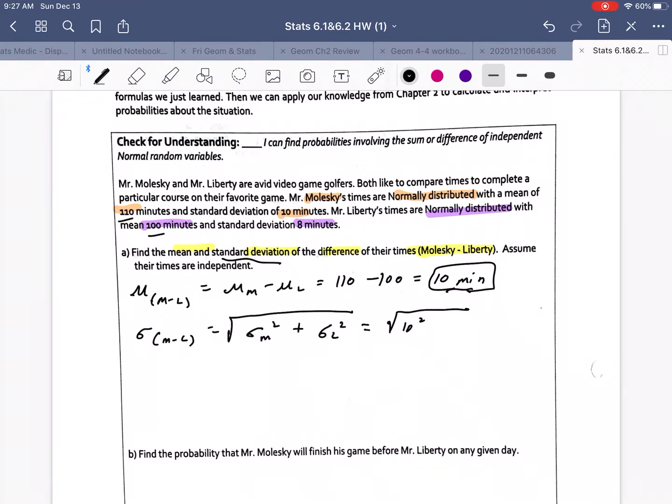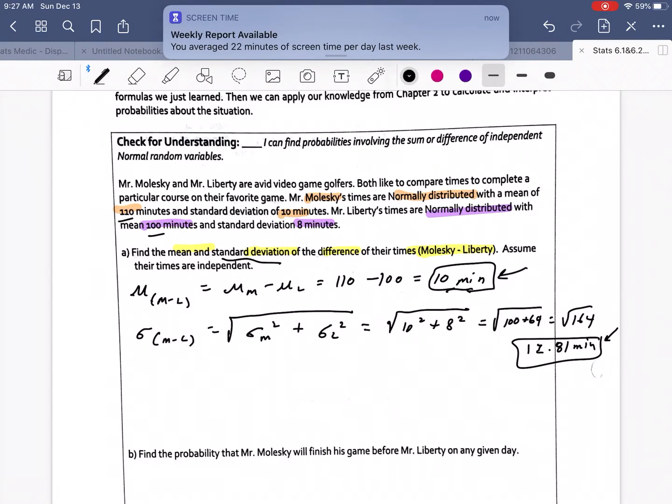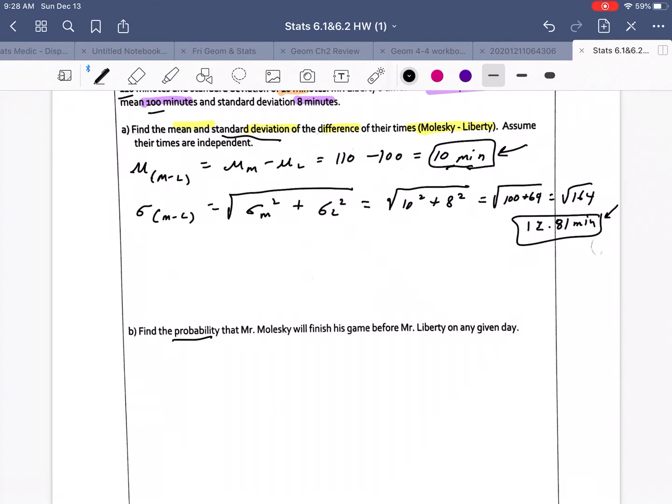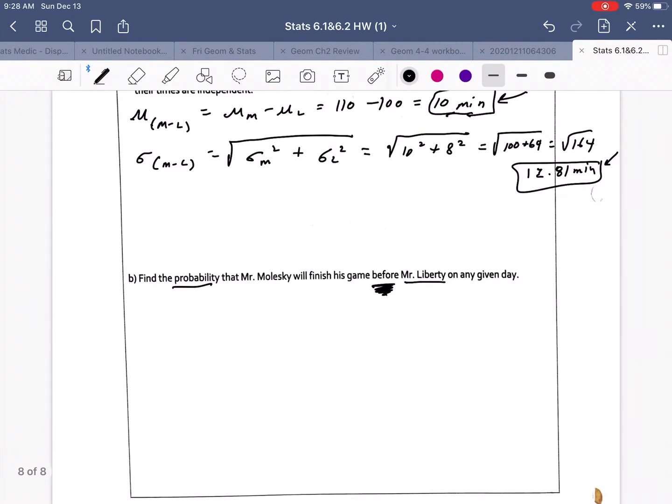So what are their variances? Well, it looks like 10 and 8. So that'd be the square root of 164. Square root of 164 is 12.81 minutes. So we're expecting the difference between their times to be 10 minutes and to typically vary from that by 12.81 minutes. Now, find the probability that Mr. Mosley will finish his game before Mr. Liberty on any given day.